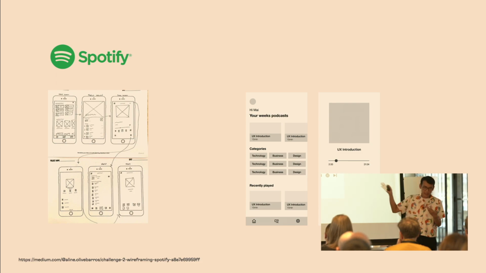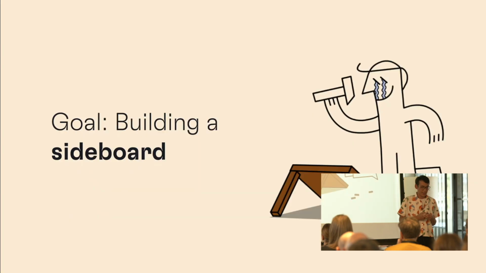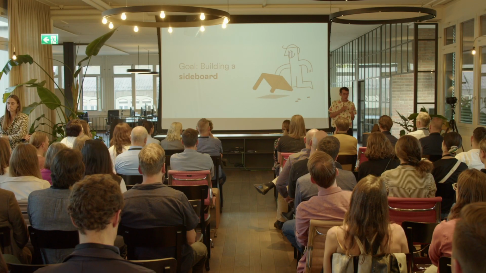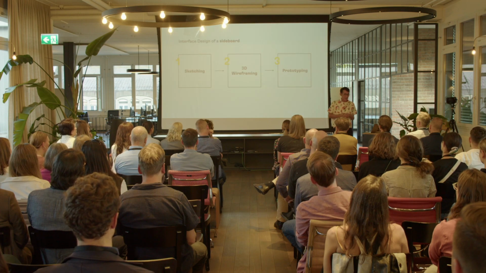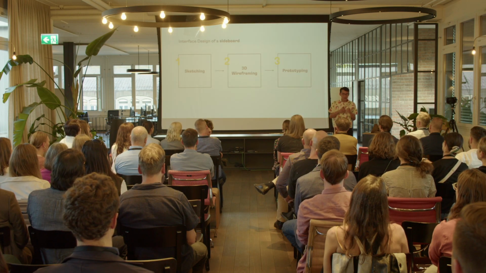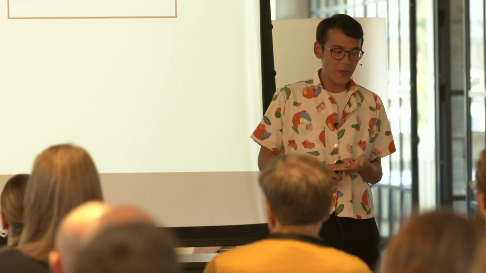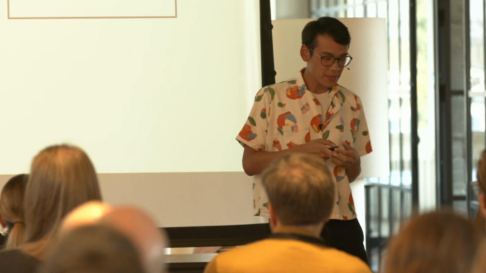And as you can see, the interface consists of multiple pieces, and my following project is actually also put together piece by piece. I thought the best example to refine the experiment would be to build a sideboard. So I was thinking, okay, how can we apply a digital process to a physical product? And this is how I translated the interface design process for a sideboard: first with sketching, second with 3D wireframing, and third with prototyping.